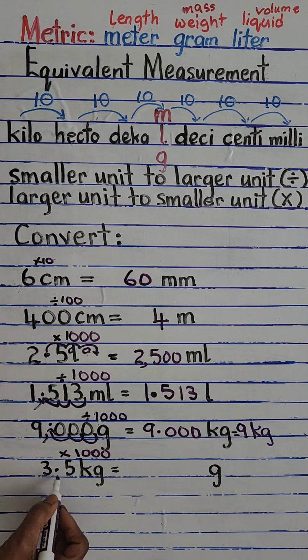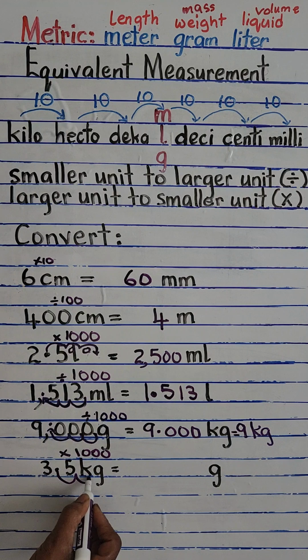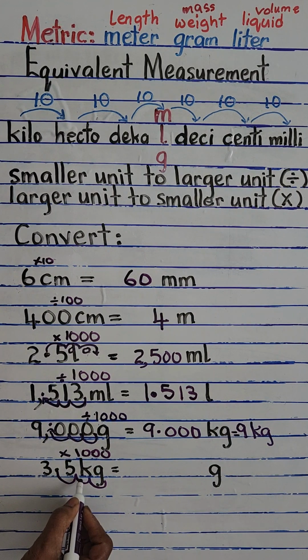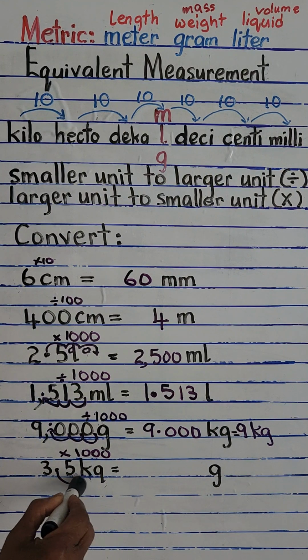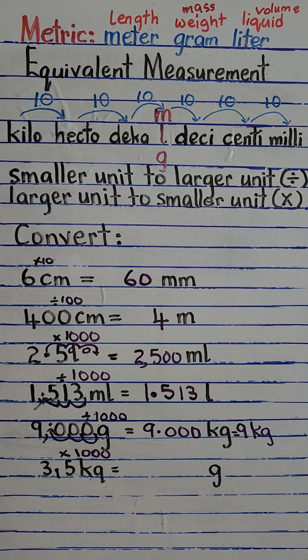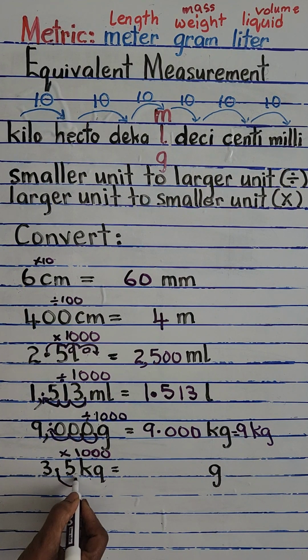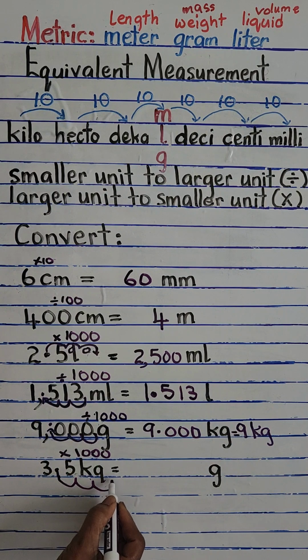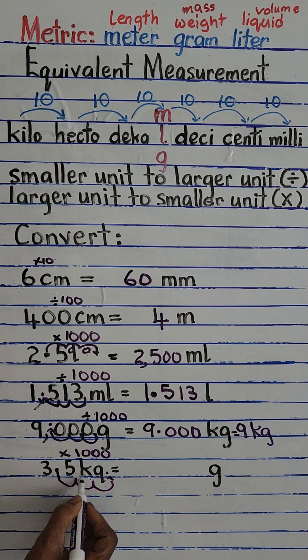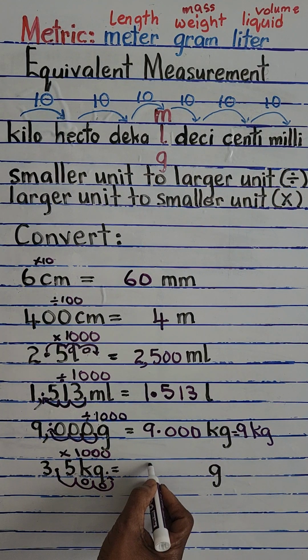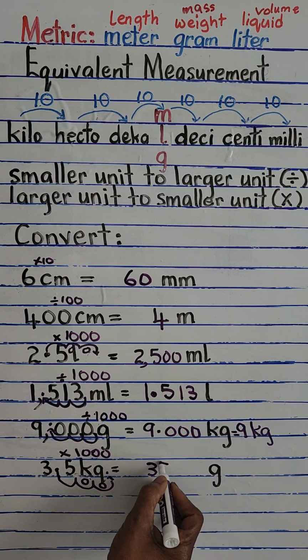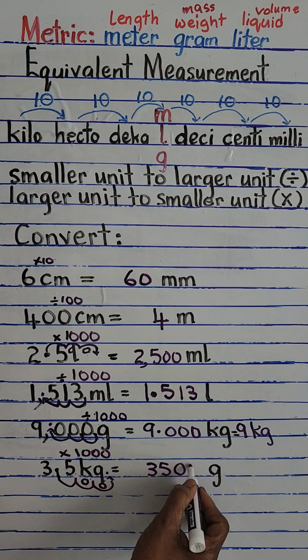And we multiply by 1,000. 1, 2, 3. And we're going to put zeros. Okay, let's fix that up. So it is 1, 2, 3. Put a 0, and that is equal to 3,500.